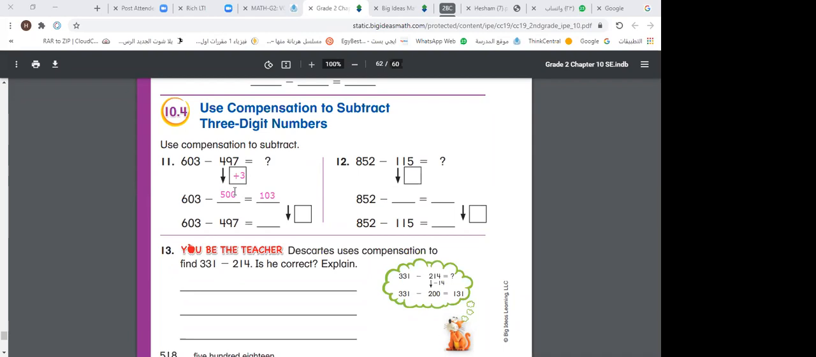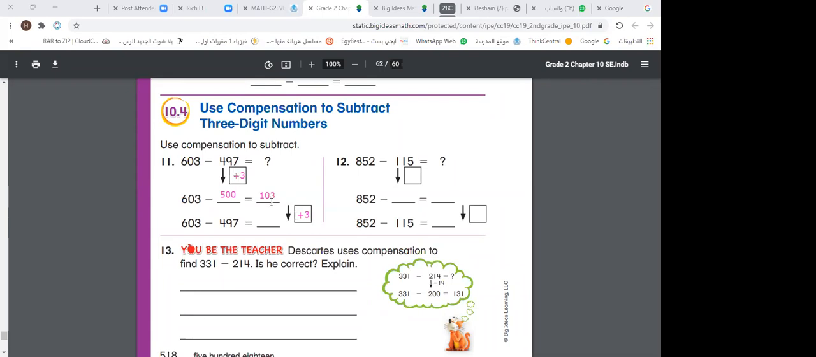Okay, we add 3 in the first step, Omar, so we have to add 3 in the next step. I said to you, grade 2, if you use compensation and you add a number in the first step, you have to add the same number in the next step. Here we add 3, so in the next step here we must add 3. So let's write here plus 3 also, like this, plus 3 plus 3.